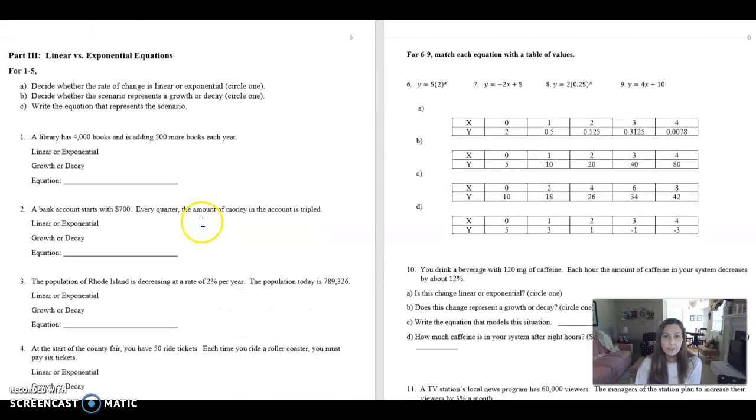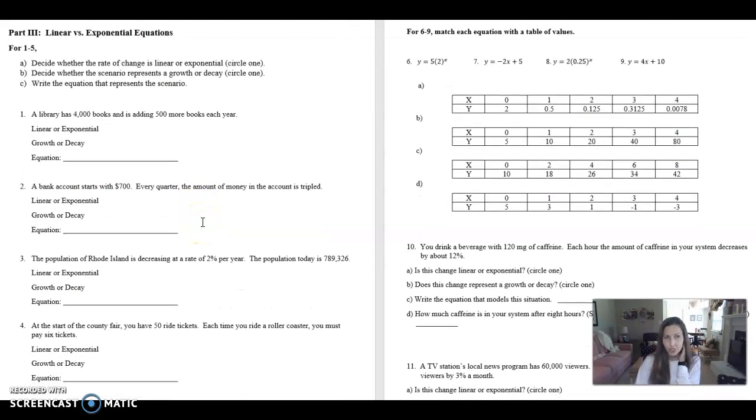Part 3, this is a little bit different. We're going to change it up. So you're going to determine whether or not it's linear or exponential. Determine whether it represents growth or decay, and write the equation. Let me just give you some hints here. Linear words are typically addition or subtraction. If you hear addition or subtraction, you've probably got a linear equation. Whereas exponential words are typically multiplication or some type of division.